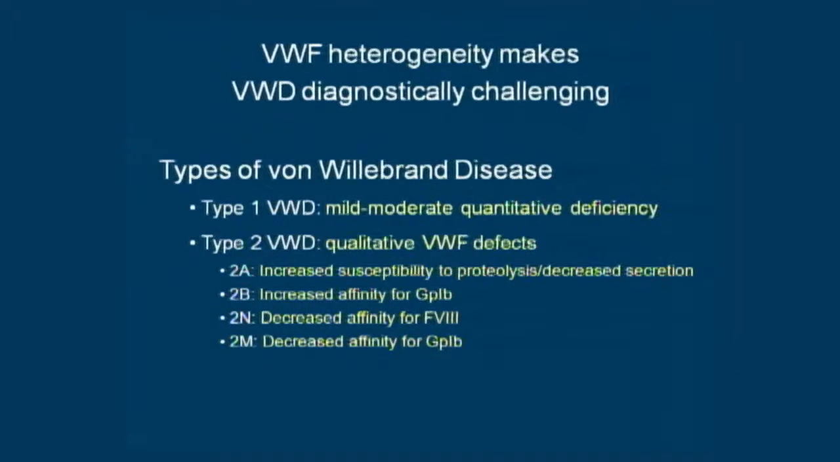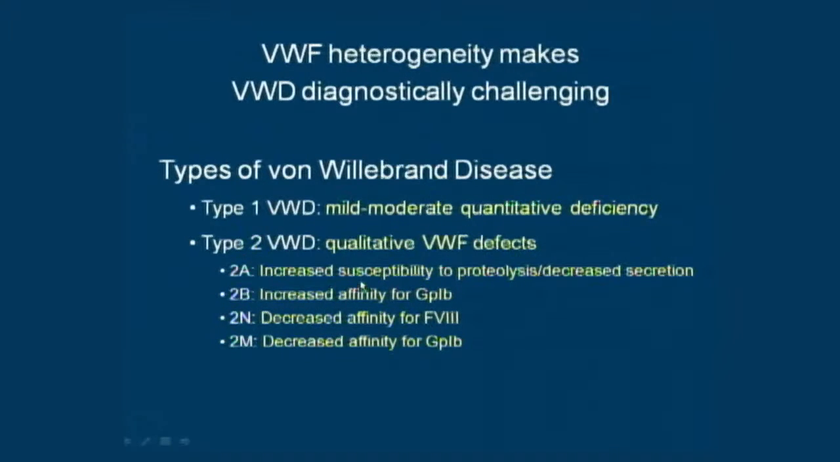So in this case, the common theme is they're having trouble interacting with their ligands. So for 2B, they are too happy to see GP1B on platelets, and so they have atypical platelet binding. 2N has decreased affinity for factor VIII, so their factor VIIIs will be low, and they're distinguished from hemophilia because this is autosomal and not X-linked. 2M, which is very rare, has trouble interacting with GP1B at all.